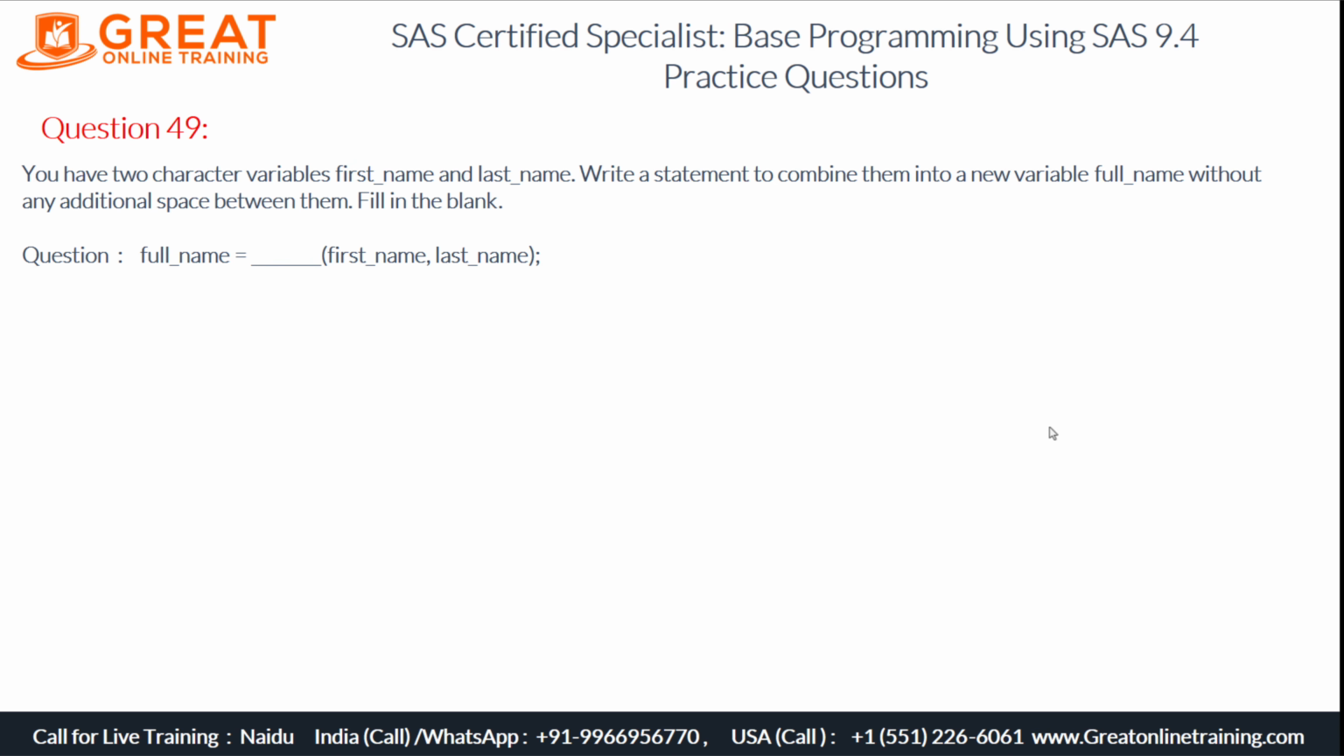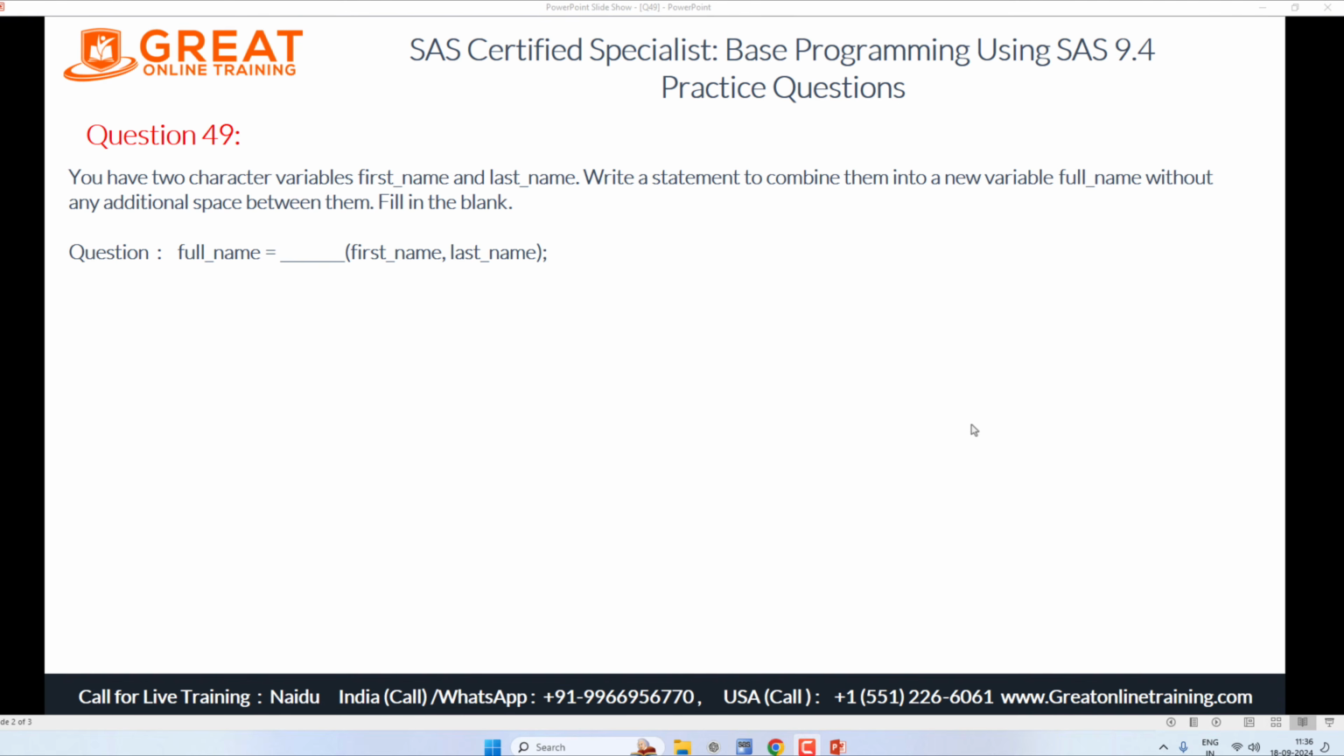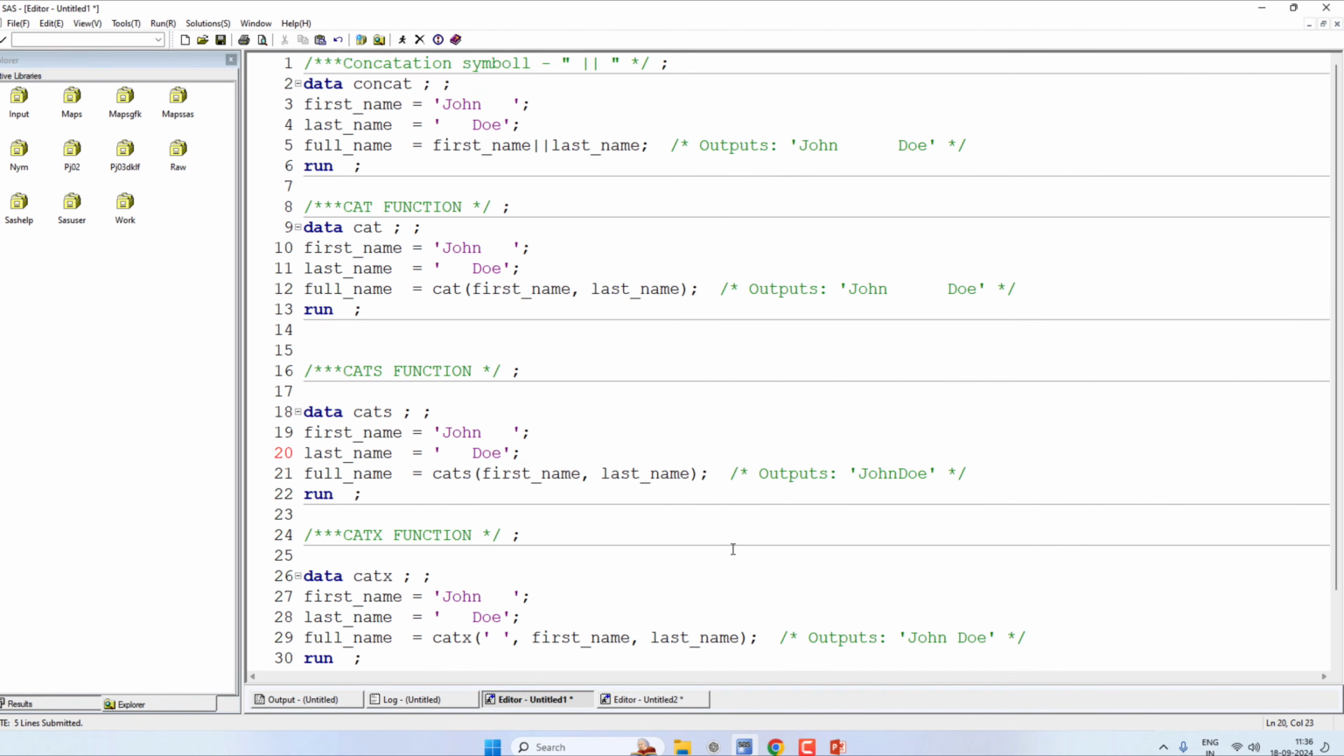To answer this question, let me explain some of the functions and their role, and then we can answer the question. For that purpose, let me open SAS. Now we can see I have placed some of the functions required for the question. First of all, to concatenate two variables, we can use this symbol. The concatenate symbol is here.